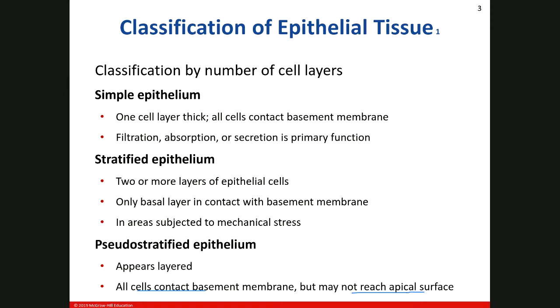So if you were to be asked on a test to identify, it'll be obvious that you can tell that certain cells will not touch the basement membrane. In stratified epithelium, not all the cells touch the basement membrane. The apical layers, the top layers, won't touch the basement membrane. But in pseudostratified epithelium, they all have to touch the basement membrane.